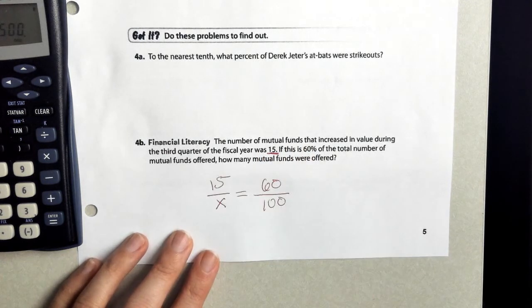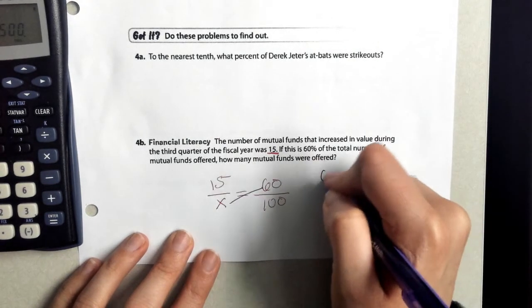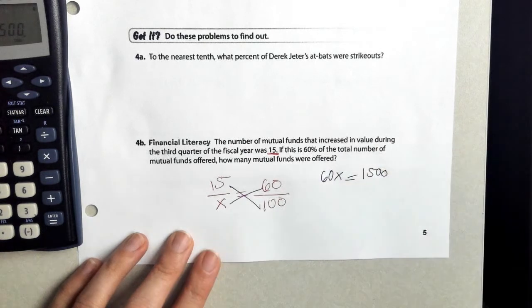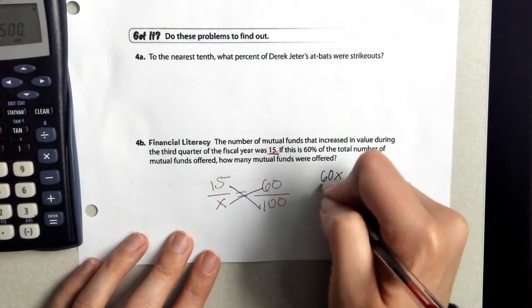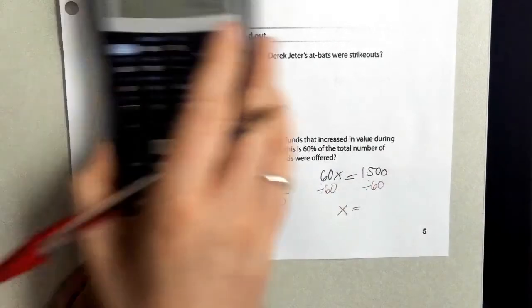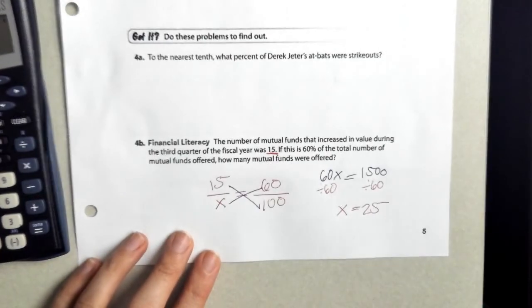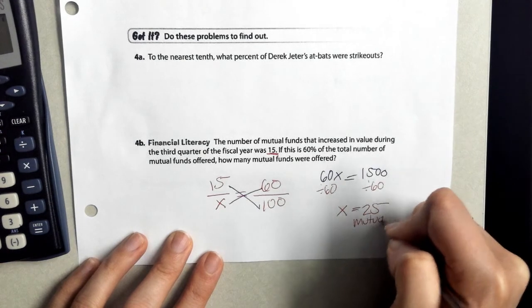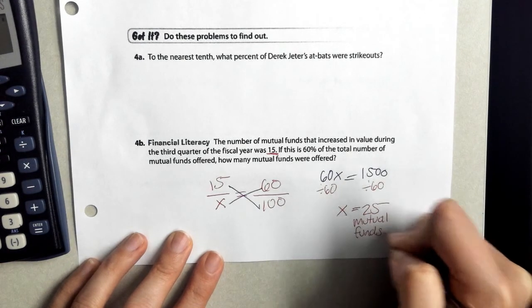Once you have it set up, we just solve. 60 times x is 60x. 15 times 100 is 1,500. We divide by our coefficient on both sides, and x would be equal to 25. And since it is a story problem, we will want to label our answer. So 25 mutual funds offered.